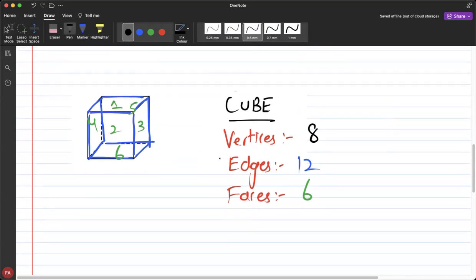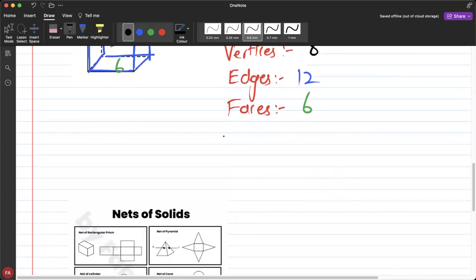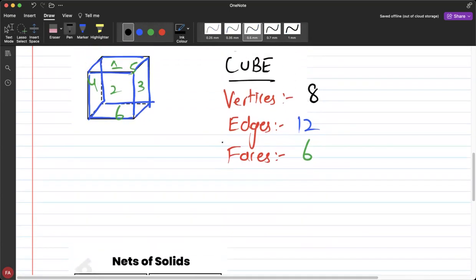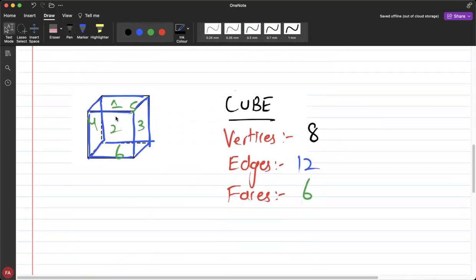So again, what does it mean when I say the word nets of solid? It means that we are trying to open up a 3D shape. Let's say we have this cube, and we are trying to open up this box in such a way that it just comes into a 2D shape. So I'm just trying to open up all the sides. Kind of hard to explain in words, but let's see.